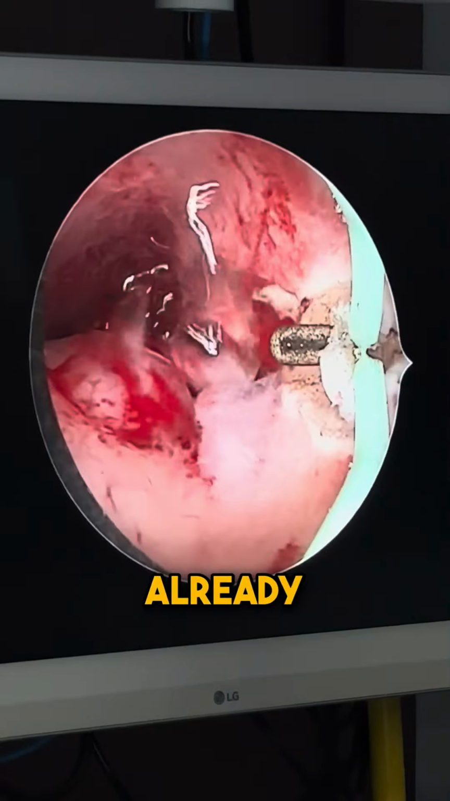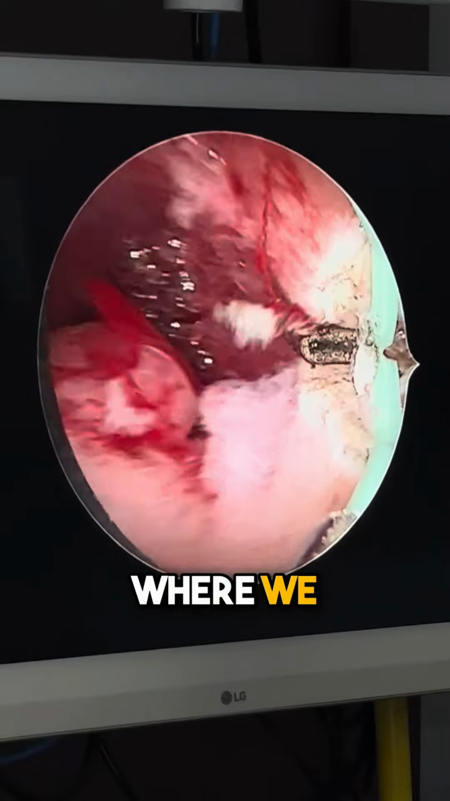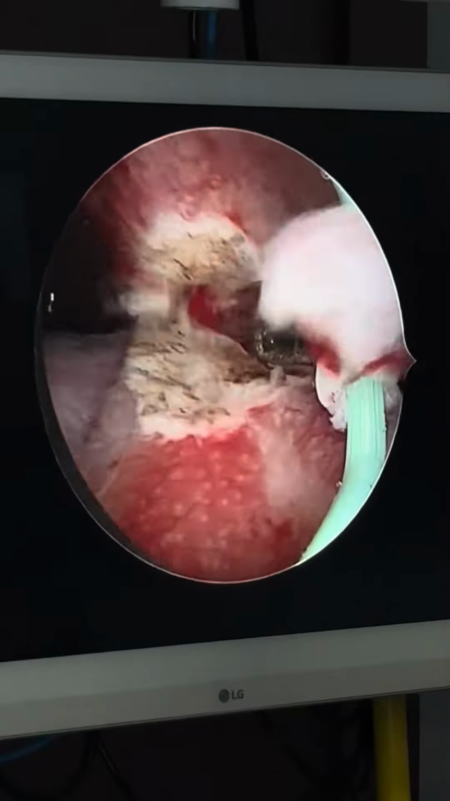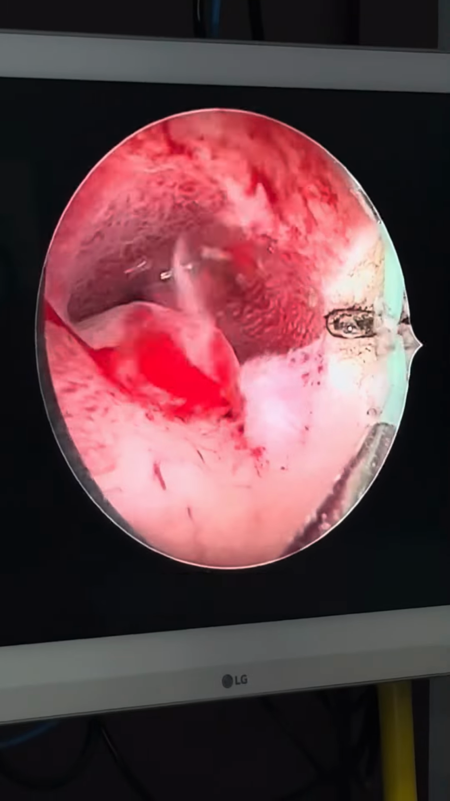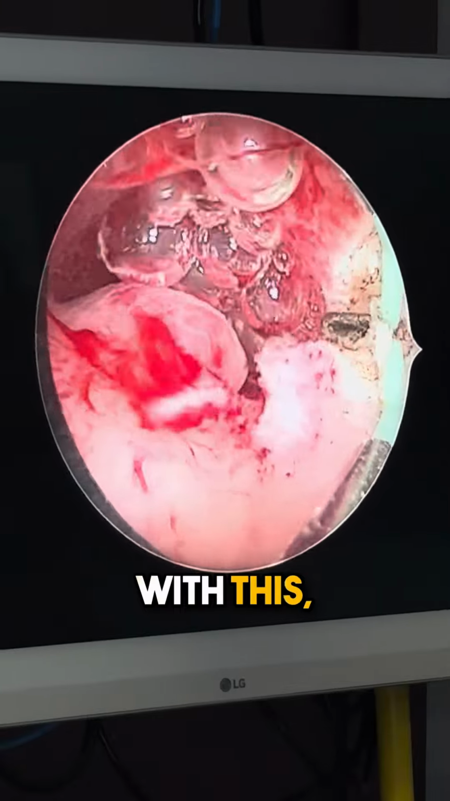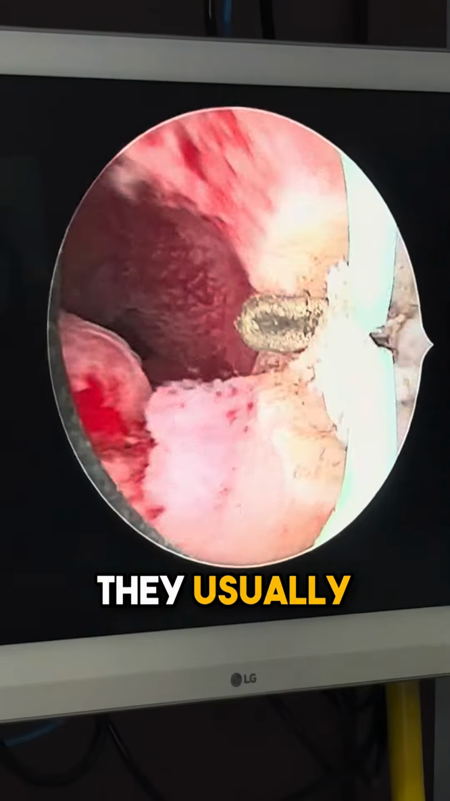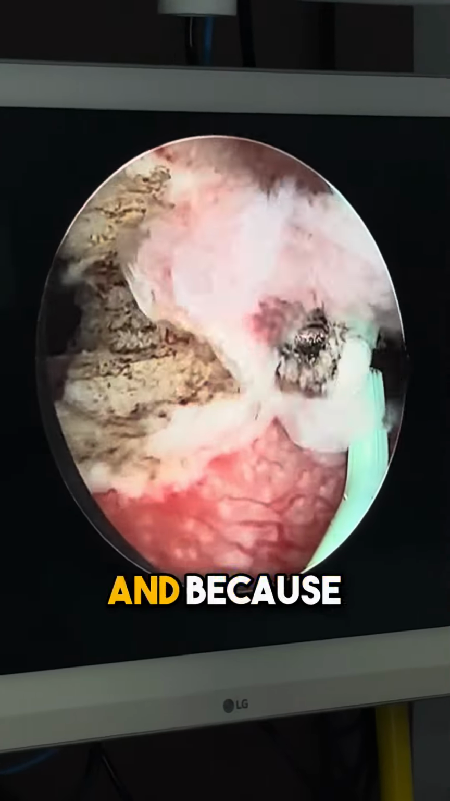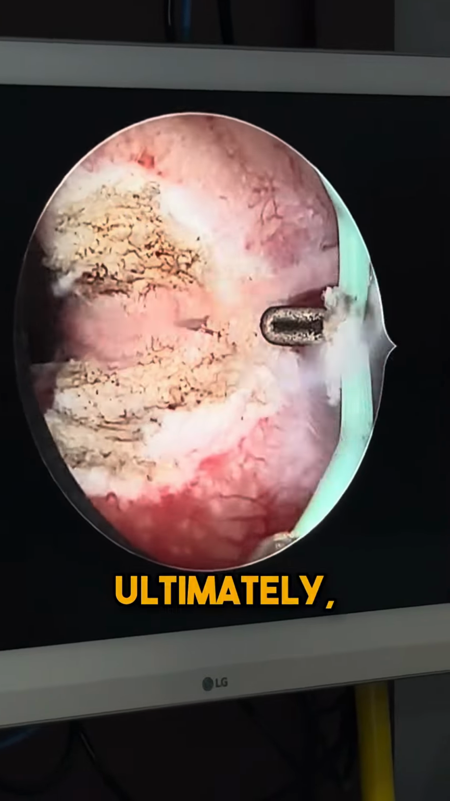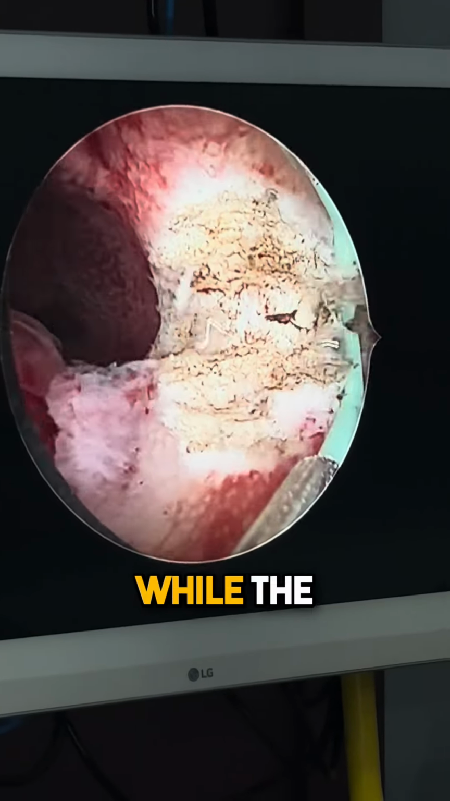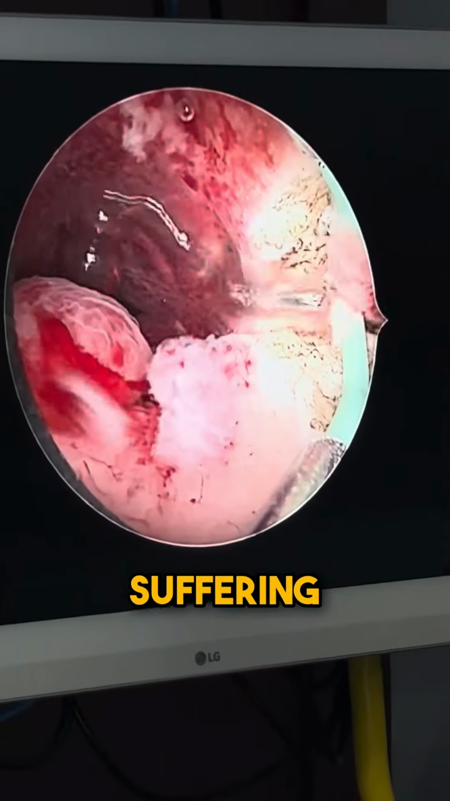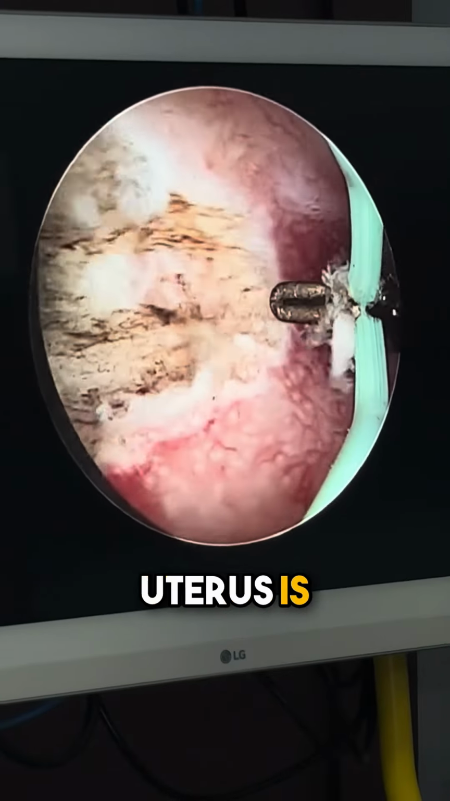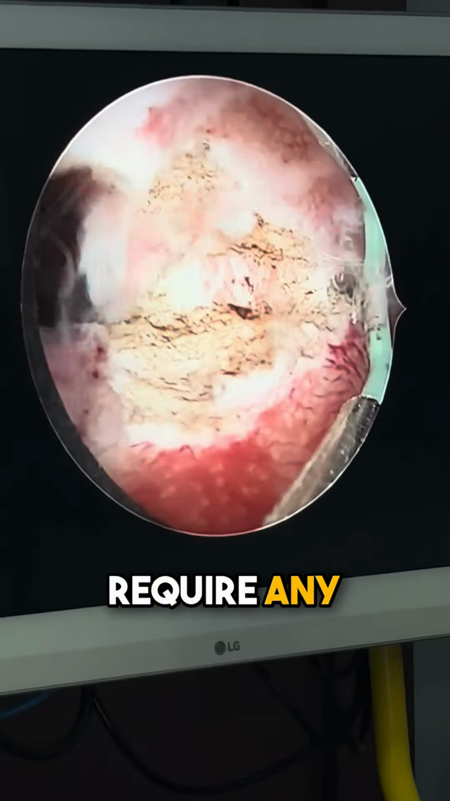Now you see this, we are already halfway through, where we want to check her cornual levels, and with that we can achieve complete resection. So what happens is, many times patients with these septums usually present with a history of abortions. They have multiple abortions, and because of that, ultimately the patient gives up hope of conceiving. While the problem is, in these patients they are suffering from what is called a septum. Once we treat this septum, the patient's uterus is absolutely normal. They do not require any further treatment.